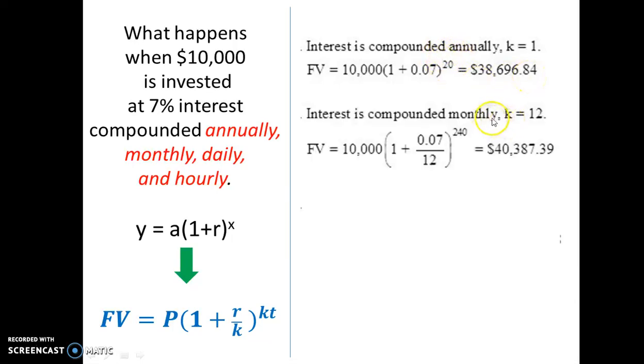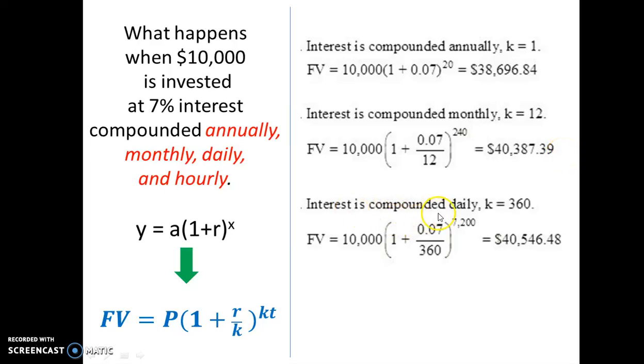Now what happens when you compound monthly? Now k is 12. So now instead of 20 years, we still have 20 years, but each year is 12 payments. So 20 times 12 makes 240. But here we have to divide the rate by 12. So that annual rate of 7% is divided by 12 to give us that rate that they will pay us every month. So there's the formula. There's the amount it gives you. Notice it went up a little bit when the compounding went up.